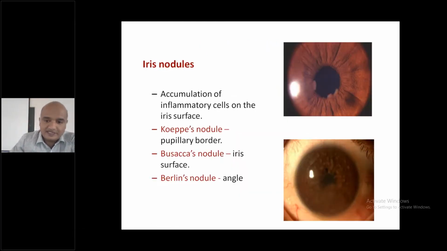Iris nodules. You can see in this particular picture, there are nodules close to the pupillary region. There are nodules in the middle part of the iris, that is in the ciliary zone of the iris. So these nodules are nothing but accumulation of inflammatory cells on the iris surface. Nodules are of two types. When they are at the pupillary border, it is called as Koeppe nodules. When they are in the ciliary border or on the iris surface, it is called as Busacca's nodules. And when the nodules are present near the angle, it is called as Berlin's nodules.